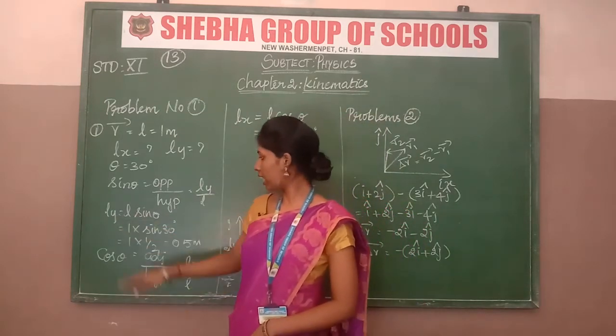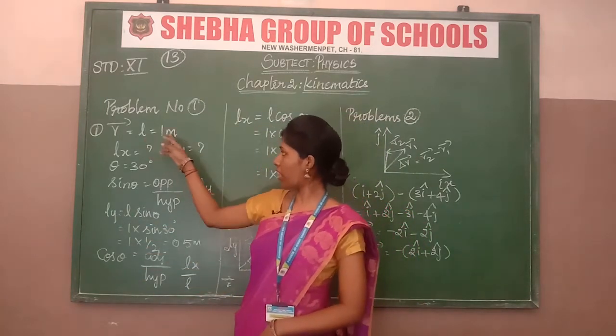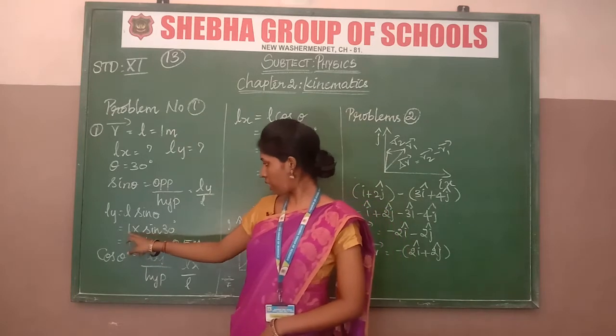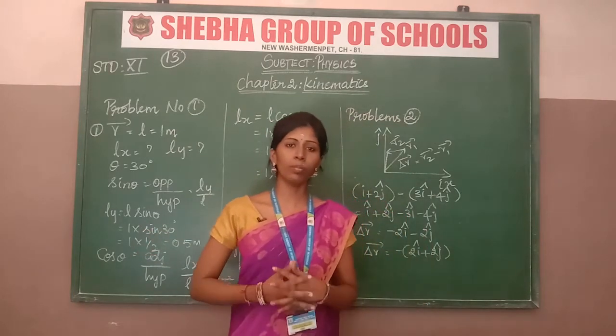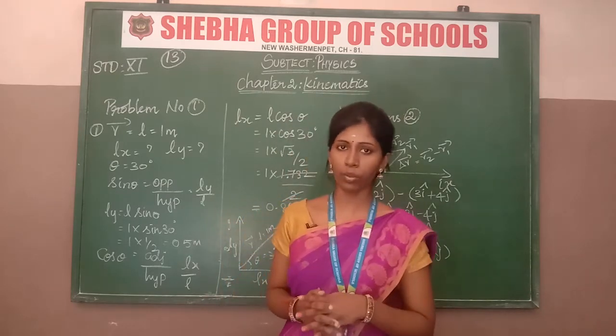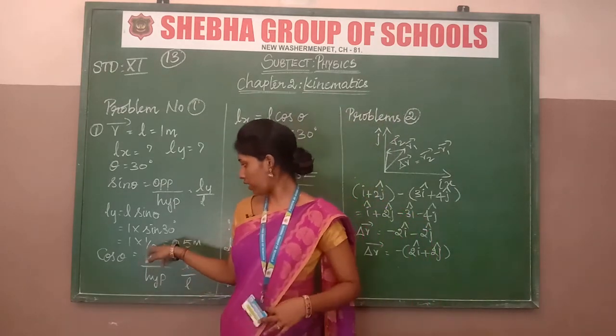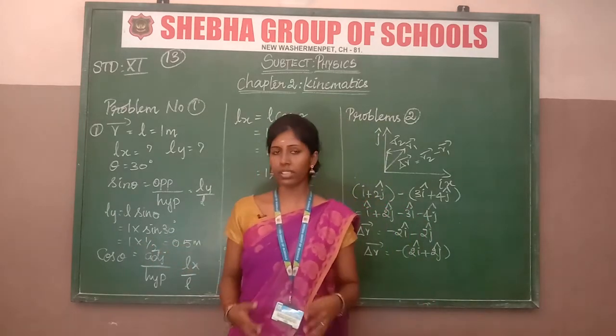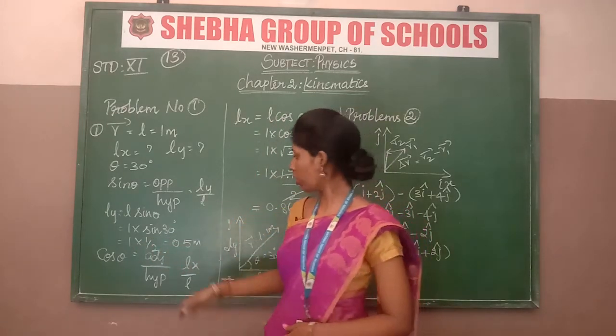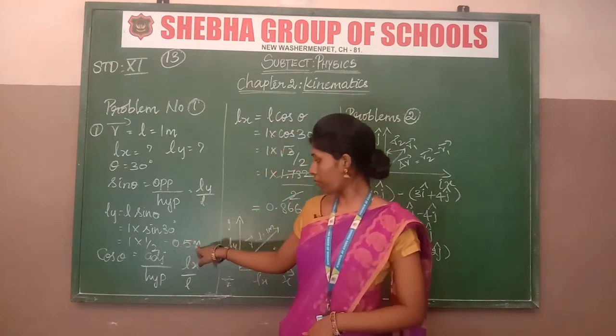Here the value of l is 1 meter, so substituting, 1 into sin 30. The value of sin 30 degrees, from the table, is half, 1 divided by 2. So 1 into 1 divided by 2 is equal to 0.5 m.